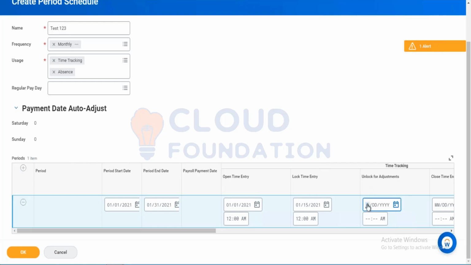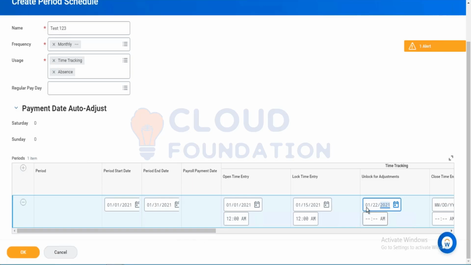For example, if I set it on the 21st, what will happen on the 22nd? My time card would get open for this specific window, and I will be able to enter the time or modify the time in those specific areas. Is that confusing? No, it's very clear actually. Yes, it is unlock for adjustment.